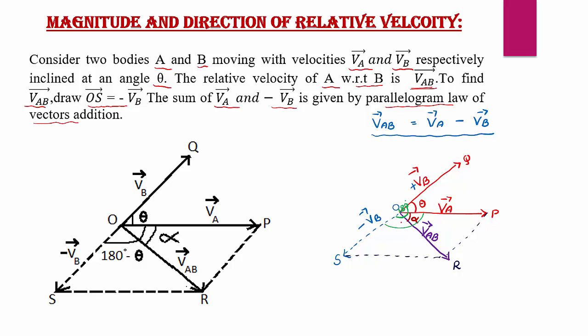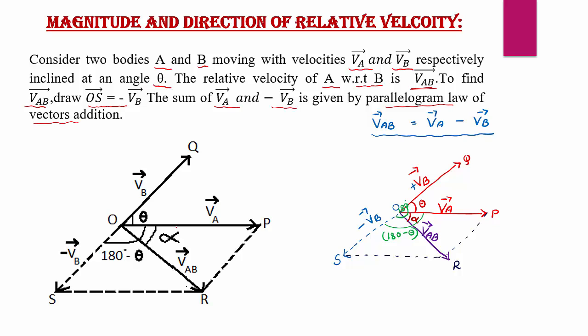180. Half of the angle is theta. So remaining will be how much? 180 minus theta is the angle between vector VA and minus of vector VB. So in this diagram you can observe VA and minus VB. These are the two vectors. The resultant vector is along the diagonal, that is VAB. The angle between VA and minus VB is 180 minus theta.